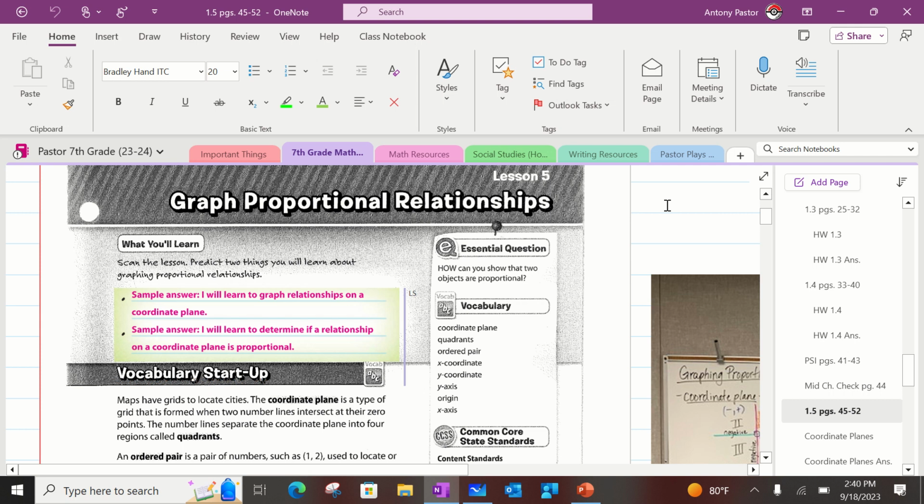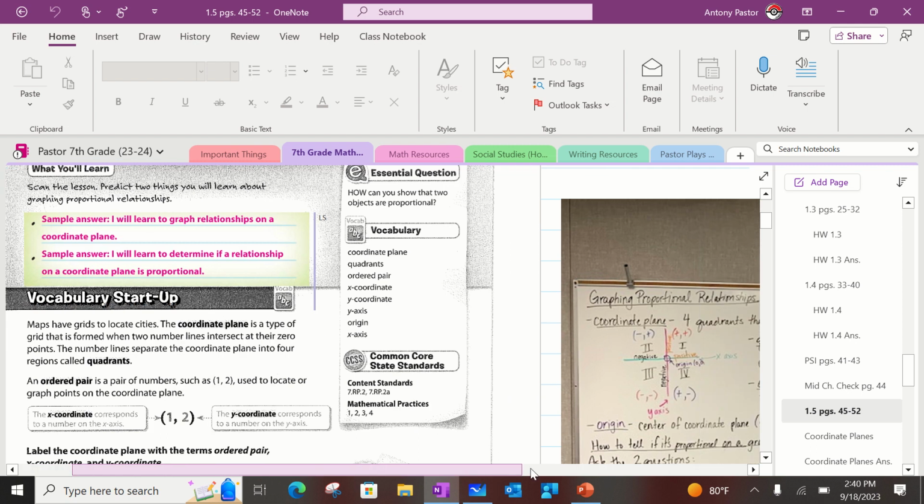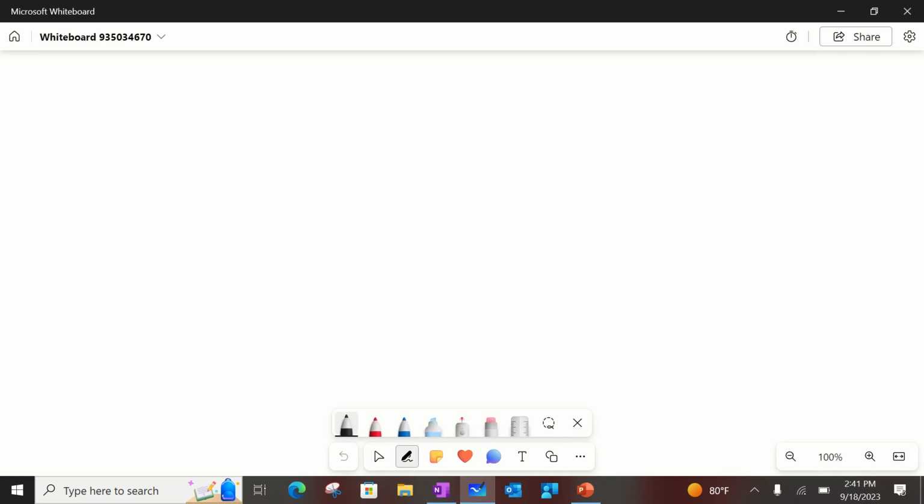Hello and welcome back. Today we're doing 7th grade math, chapter 1, lesson 5. We are dealing with graphing proportional relationships. So we have a whole lot of vocab here: coordinate plane, quadrants, ordered pair, x-coordinate, y-coordinate, y-axis, origin, and x-axis, most of which we have done during our 6th grade year. So let's go ahead and use this time to show our graph.